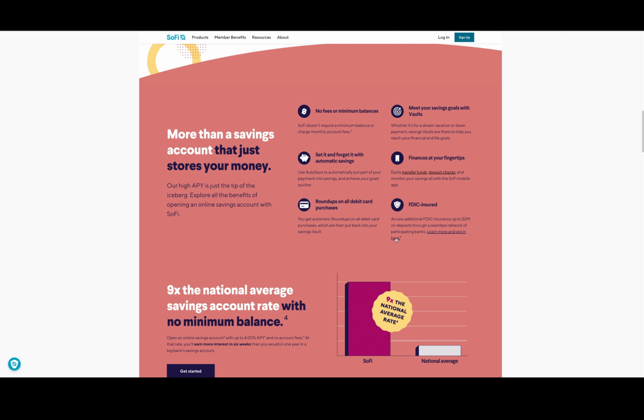And something I'm actually noticing here on the website is, look at this, FDIC insured insurance up to 2 million on deposits through seamless network of participating banks. It's just a little fine print there, right? And we can actually go and learn more about it. But that's the thing with SoFi. They have a lot of fine print things. It's okay. Overall, I think Wealthfront is a better option.